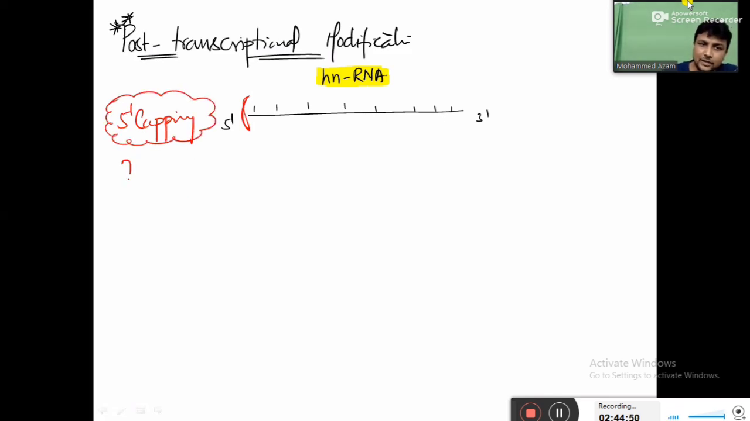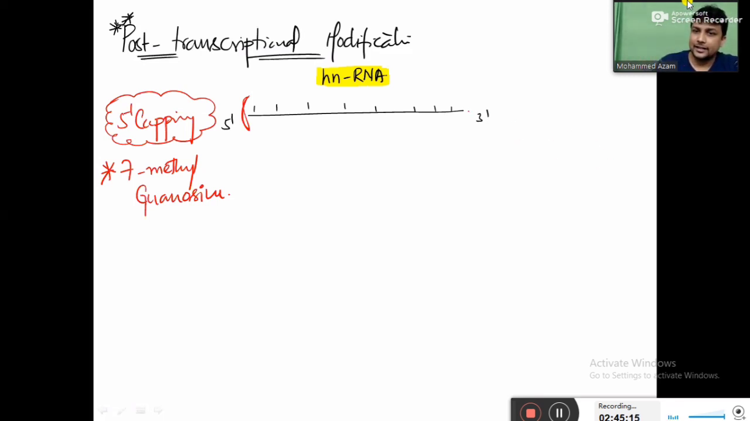In 5' capping, the substance that will be attached here is 7-methyl guanosine. In 5' capping, what is the substance attached, sir? 7-methyl guanosine. So 5' capping means there is a substance attached, 7-methyl guanosine. One modification done. I told you, it is just a 2 minute topic.